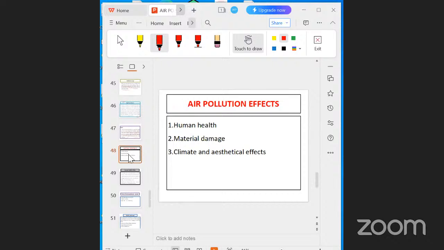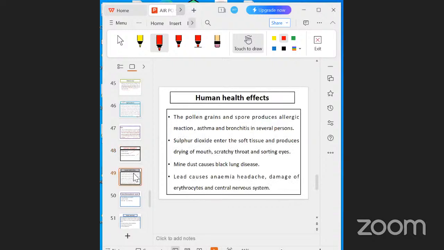Next one is air pollution effects. What are the air pollution effects? There are a lot of effects. Based on the preliminary regulations and standards prescribed by the various statutory and regulating agencies, the impacts of various activities on the air quality have to be examined. Air pollution affects human health, causes material damage, and has climate and aesthetic effects. First one is human health effects. What are the human health effects?